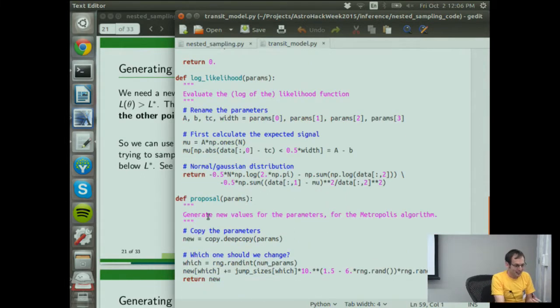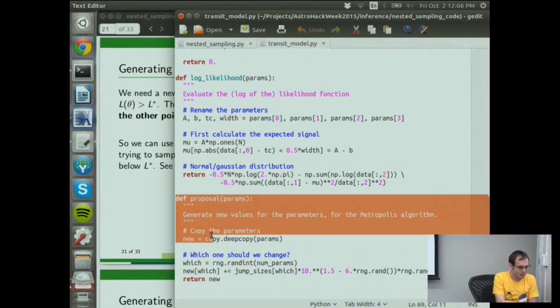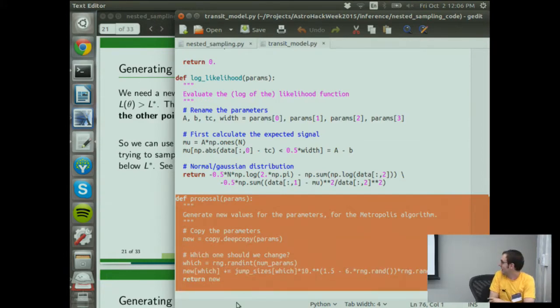And the other thing that I've defined here is a function proposal, which is going to define how I propose new values for the parameters to do the MCMC, how to move around the parameter space. Now what Phil was doing was he had a multivariate Gaussian proposal where you would update all the dimensions at once, so all parameters at once. I prefer to update one parameter at a time.